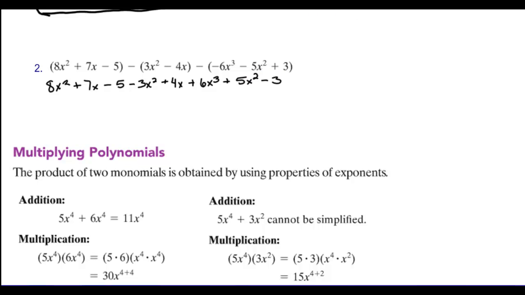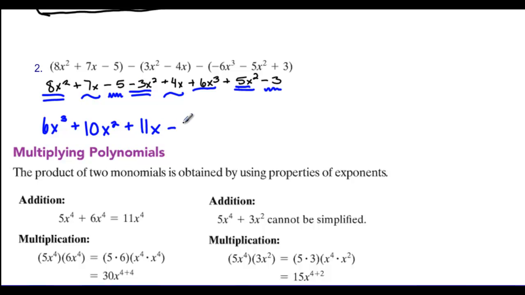Now we need to go through and combine like terms. And we're going to start with the highest exponent. And so we've got 6x cubed. Now we're looking for our x squared. So we've got 8x squared minus 3x squared plus 5x squared. So this 8x squared minus 3x squared plus 5x squared is going to be plus 10x squared. We have plus 7x plus 4x. So it's going to be plus 11x. And we have this minus 5 and this minus 3, so minus 8. And that's going to be our answer.